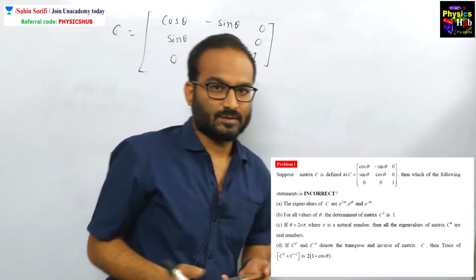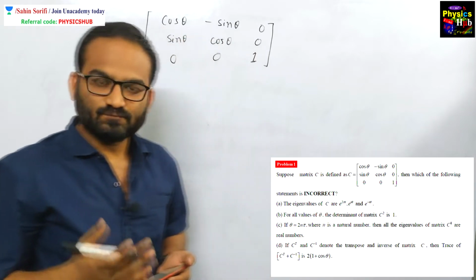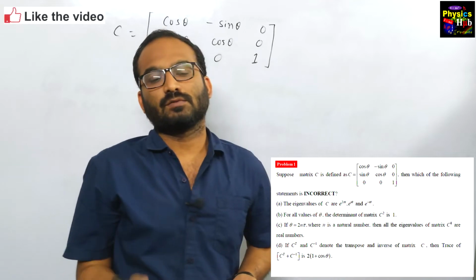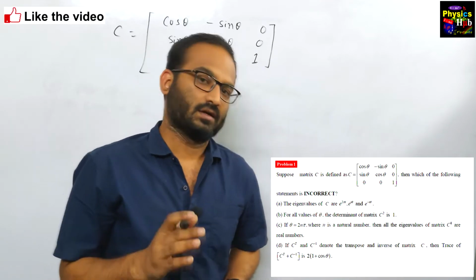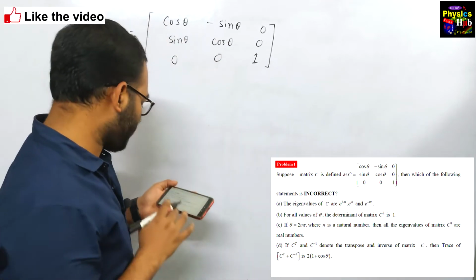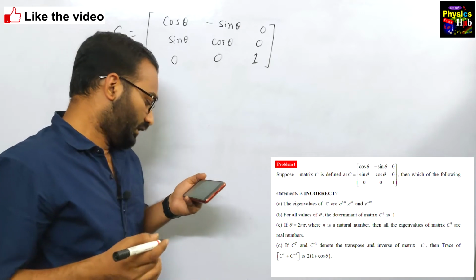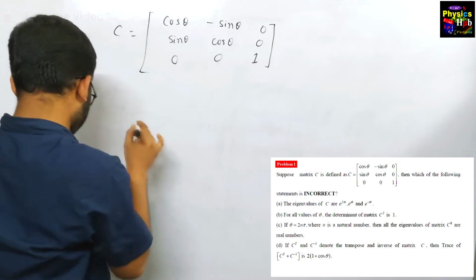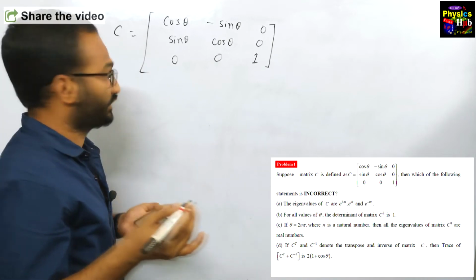So you are given 4 statements. Out of these 4 statements you have to find out the incorrect one. Means 3 out of the 4 statements are correct, 1 statement is incorrect. The first statement is eigenvalues of C are e to the power twice pi i, means 1, e to the power i theta, e to the power minus i theta.